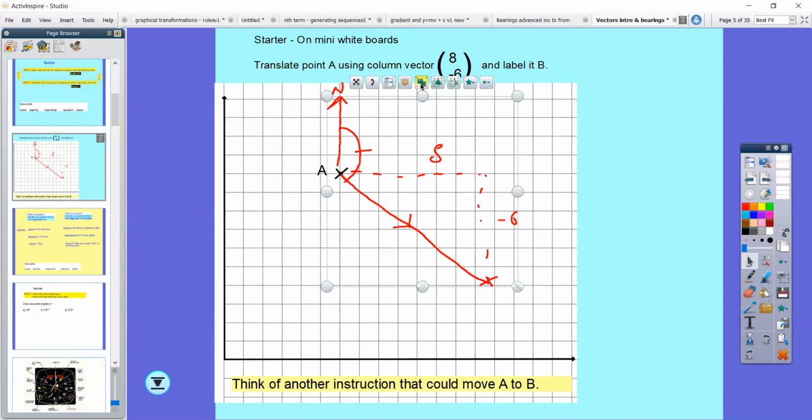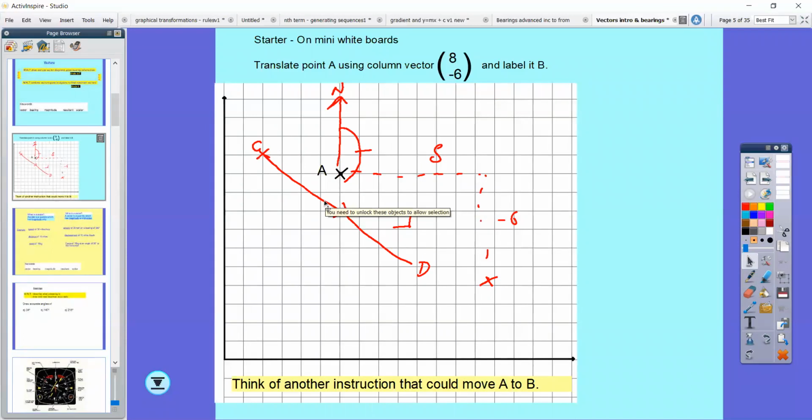If I can ungroup this, let's see if we can work this out. So I take that vector now. The arrow's gone, but you get the idea. It doesn't matter if it's moving A or another point over here. Let's call this C. C to D is also 8, minus 6. So what we're seeing is another vector, the same as our original vector. Well, it is the original vector. So we've got those two vectors.